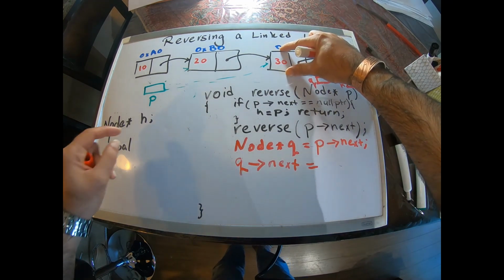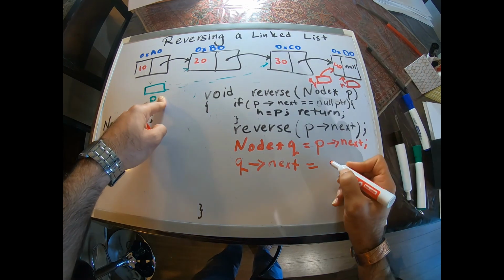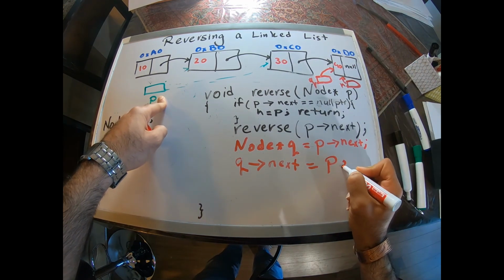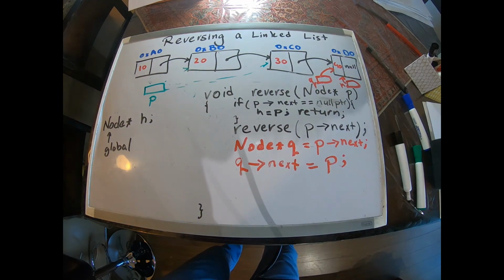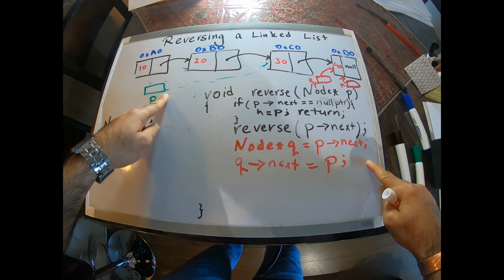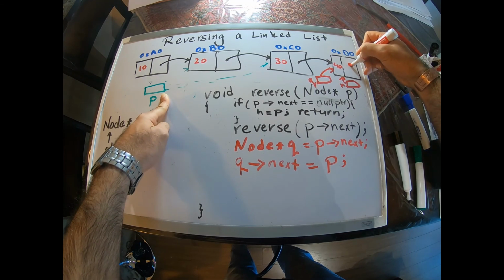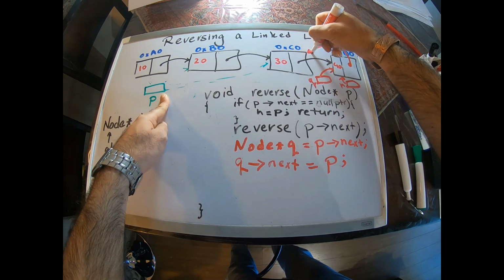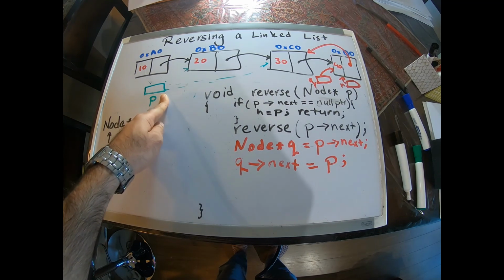this node. Do I have a pointer pointing to this node? Yes, I do. It's P. So I'm going to say Q arrow next is equal to P, right? So this pointer has been reserved in the stack, in the call stack, in the stack frame of the function. So we already have it once we return from this one, right? So what's going to happen now? This is going to point to this node, okay?